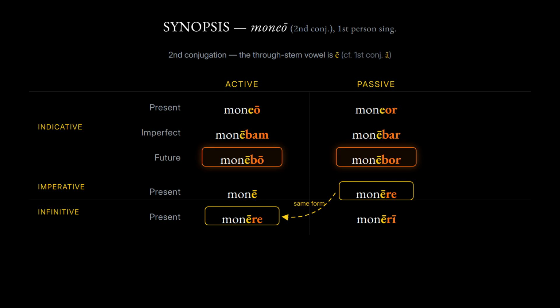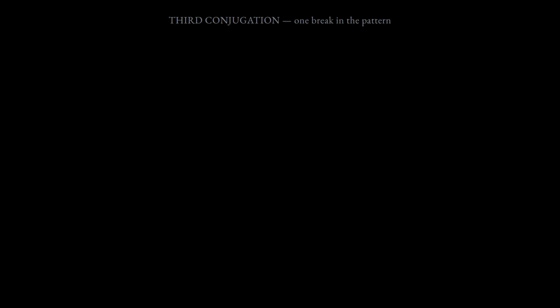Same 5 rows, same 2 voices. Only the vowel running through the stem has changed. The first 2 conjugations both build their future the same way, with the marker you just heard. The third conjugation breaks the pattern in exactly one place. The future. Watch the verb meaning to rule.